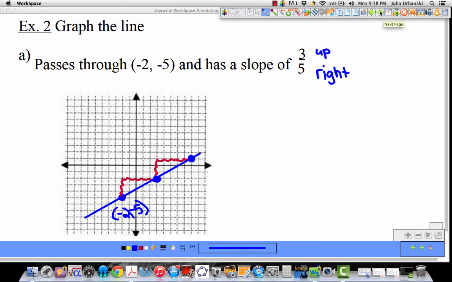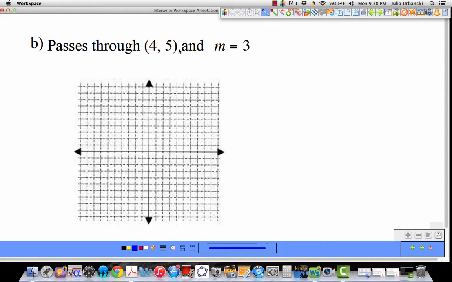So looking at the next example, it's the same idea. Start at the point 4, 5. Look at your graph and figure out where the point 4, 5 is. That's your x and your y. So you go on the x-axis 1, 2, 3, 4, and on your y-axis it's 1, 2, 3, 4, 5. So your point starts right there. And this slope says 3, but that's the same as saying 3 over 1. So what we're going to have to do is go up 3 and right 1. So that's what we're going to do. Up 3: 1, 2, 3, right 1.